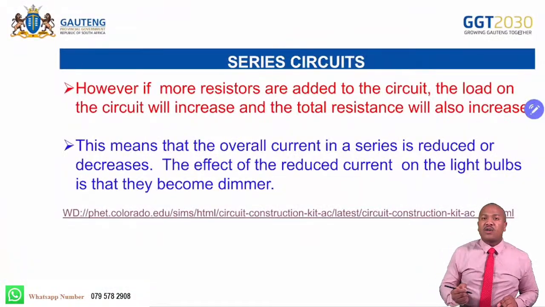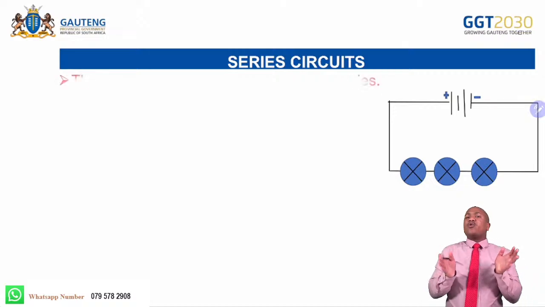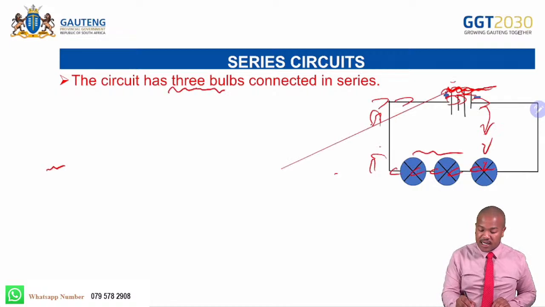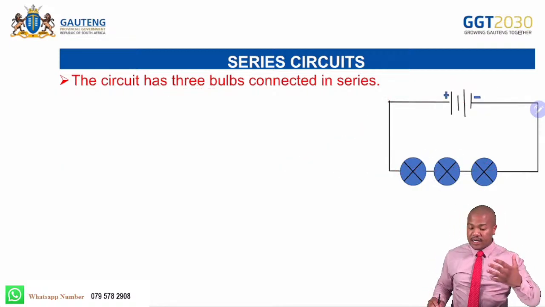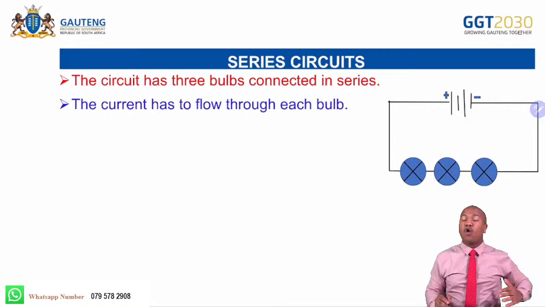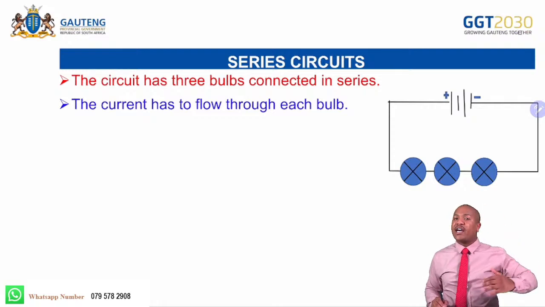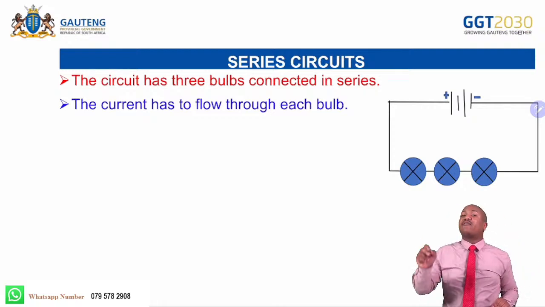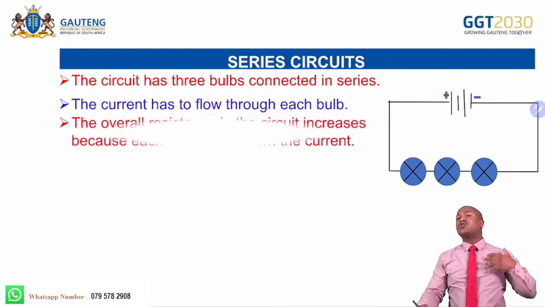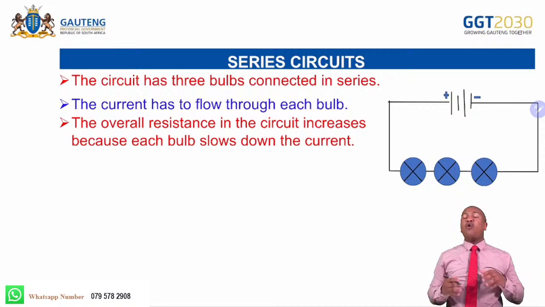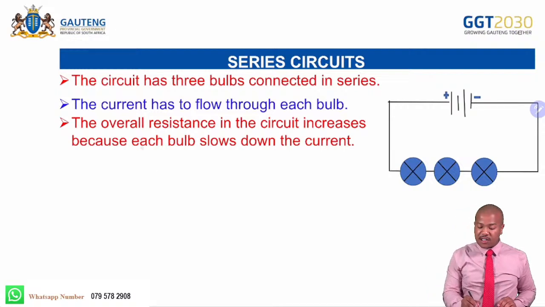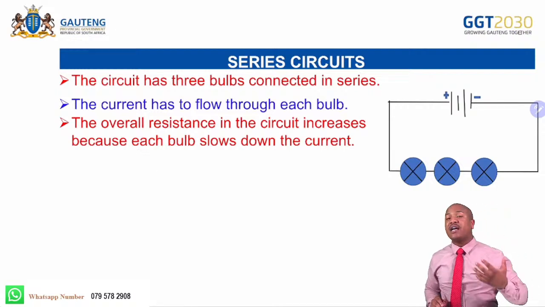Right. So now we're still on series circuit. Now look at this, right? This series circuit here has 3 light bulbs connected in series, right? So what happens here? The current has to flow through each light bulb, like the one we had in our simulation here, right? So as it has to flow through each light bulb, the overall resistance in the circuit increases because each light bulb slows down the current.